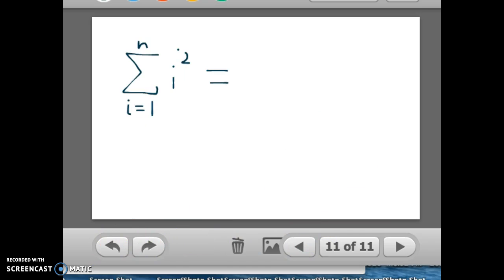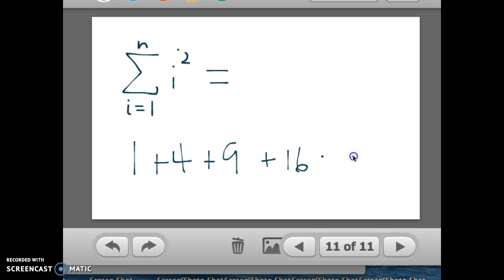Okay, now this formula is asking, what if I'm squaring the numbers after I'm plugging them in? So this is really asking me, what's 1 plus 4 plus 9 plus 16 dot dot dot. It's the sum of the first n squares. Now, kudos to you if you can come up with this formula on your own. I couldn't, and when I saw the formula, I couldn't explain it like I could the last one. So I'll just give it to you. The sum of the first n square numbers is n times n plus 1 times 2n plus 1, all over 6.